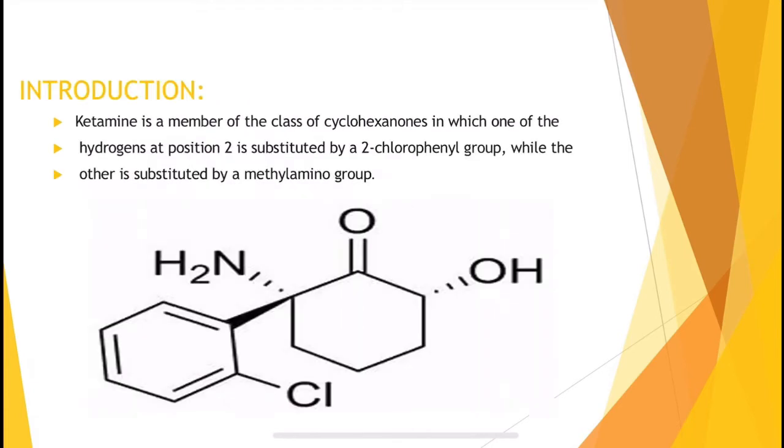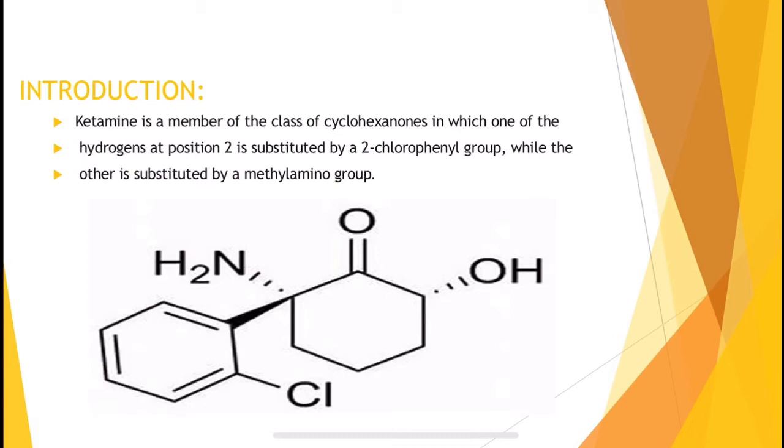So we'll move back to the definition. Ketamine is a member of the class of cyclohexanones, which we have discussed, in which one of the hydrogens at position 2 is substituted by a 2-chlorophenyl group. This is the position 2 of the cyclohexanone, and this right here is the 2-chlorophenyl group. This is a chlorine atom at the second position of the phenyl group. That is why it is called a chlorophenyl group.